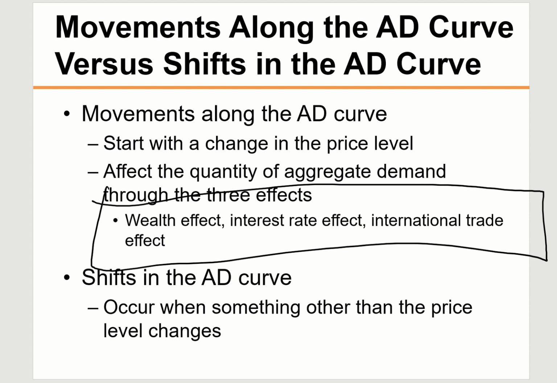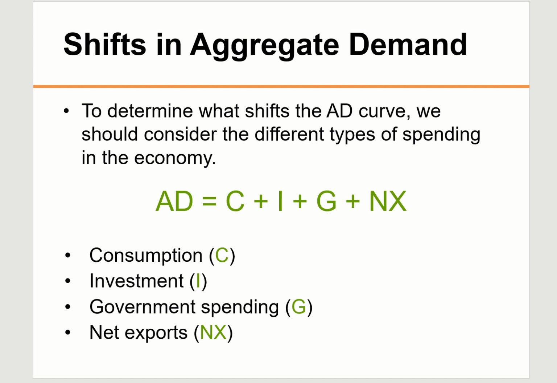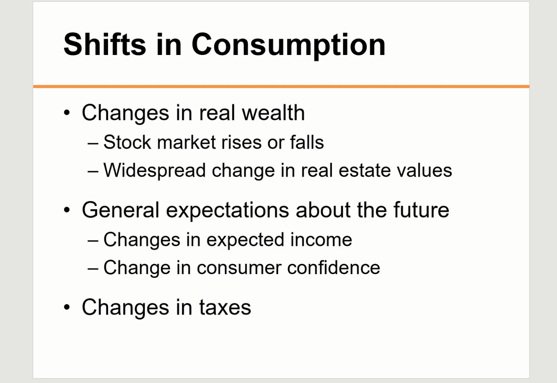However, there will be situations where you'll be asked to shift your aggregate demand curve. Shifting the aggregate demand curve happens whenever something other than the price level changes. Those other things are your consumption, investment, government spending, and net export. Whenever something causes these four components to change, you're going to shift your demand curve. So first, let's talk about consumption.